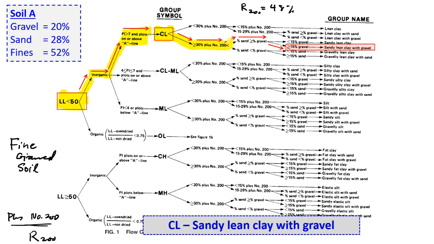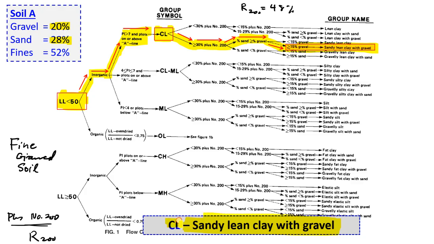Now here again we have two choices: sand is more than gravel or sand is less than gravel. Look here, gravel is 20, sand is 28, so definitely sand is more than gravel. Again there are two choices: gravel is less than 15 or gravel is more than 15. Gravel is 20, so it is more than 15. This is how you keep on going, and this is our classification. So it is lean clay, but the description is sandy lean clay with gravel. Sandy lean clay with gravel. This is the complete description.